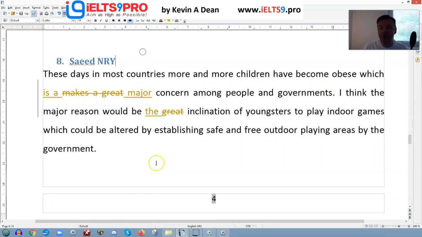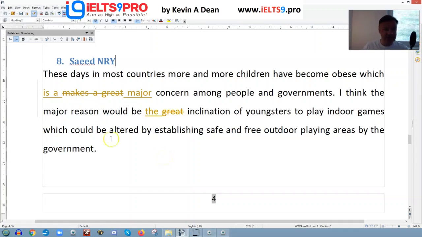Most means almost all, many means quite a lot, so it's not quite the same thing. More and more children have become obese, which is a major concern. Now, "makes a great concern" is not very natural; it's a major concern among people and governments.